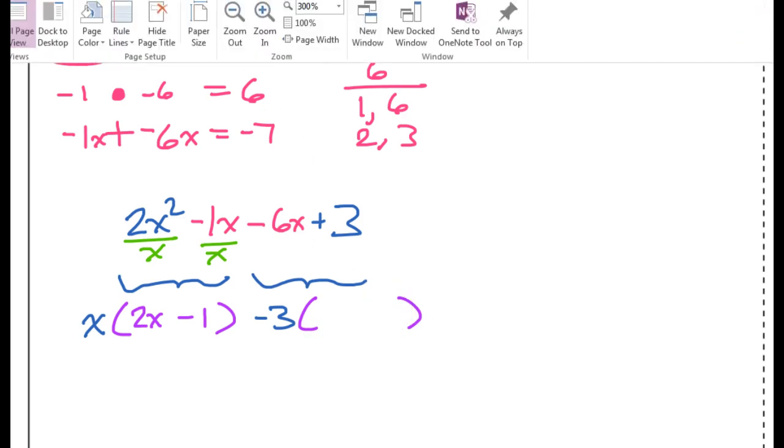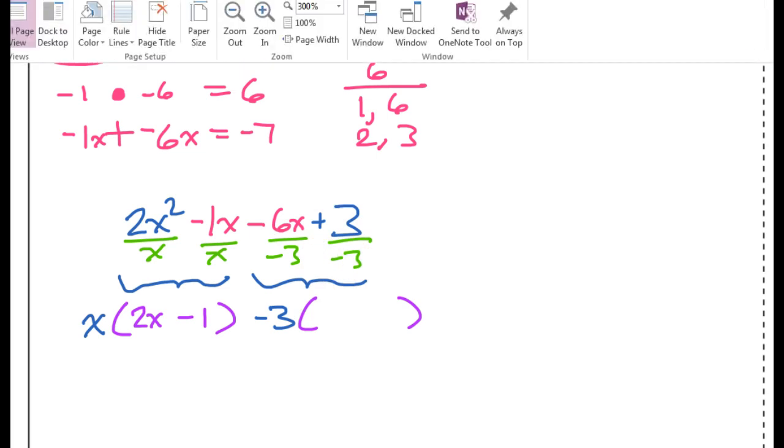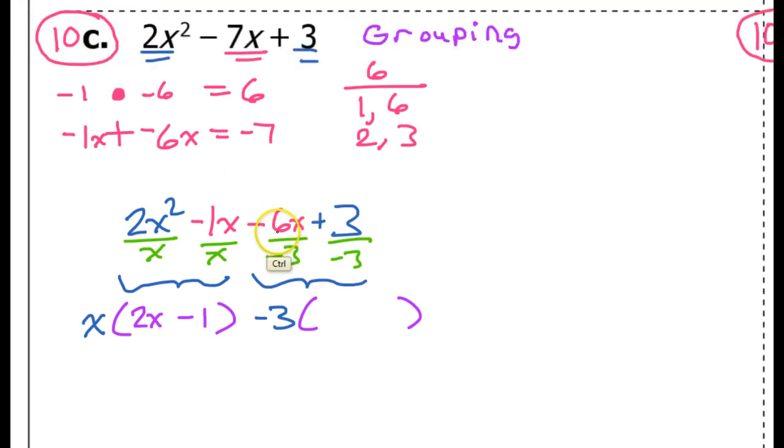Once again, to know what goes inside the parentheses, I divide by my GCF, -3, not +3, but -3. So what goes inside? Well, -6 divided by -3 is +2. So this will give me 2x. And then +3 divided by -3 is -1.